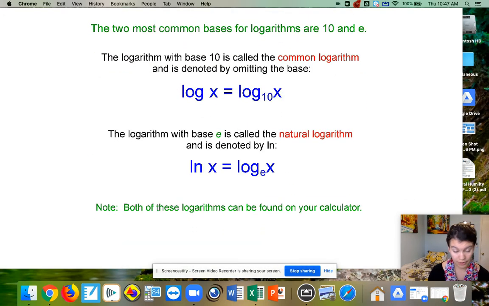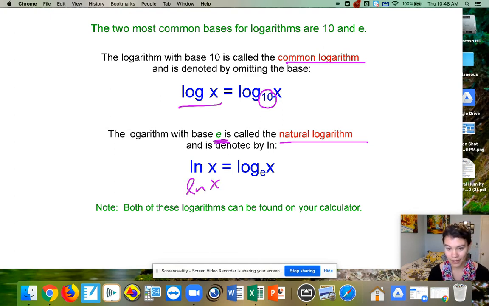There are 2 common bases we use. One of them is 10 and one of them is e. We talked about e a couple videos ago. So base 10 is called the common log. If you ever see something written without a base, it's base 10. And then the natural logarithm is base e, and this is an ln, not an x. I know it kind of looks like an x, but it's log base e, and you just write it as ln. Both of these are on your calculator.